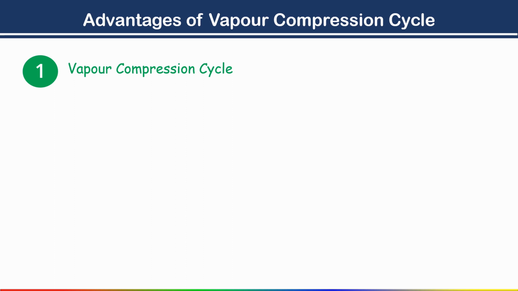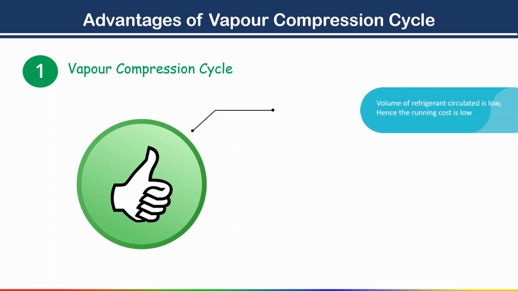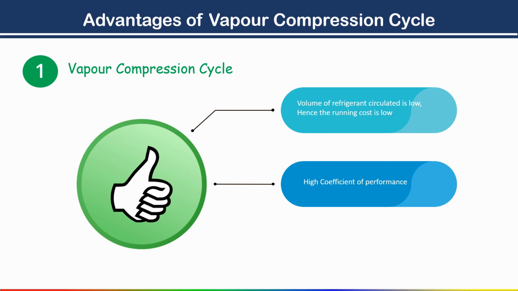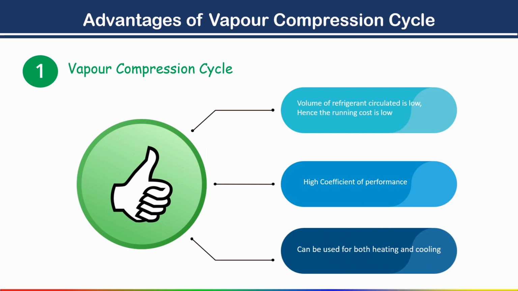Now here you can see some advantages given for the vapor compression cycle. There are many advantages. First, the volume of refrigerant circulated is low, hence the running cost is low. Next, it has a high coefficient of performance. We know that the temperature at the evaporator section can be controlled by regulating the expansion valve, so it exhibits a high coefficient of performance. The next advantage is that it can be used for both heating and cooling. So these are the advantages.